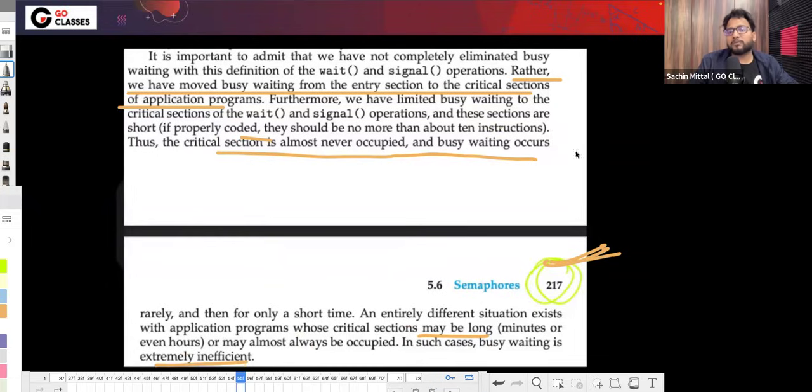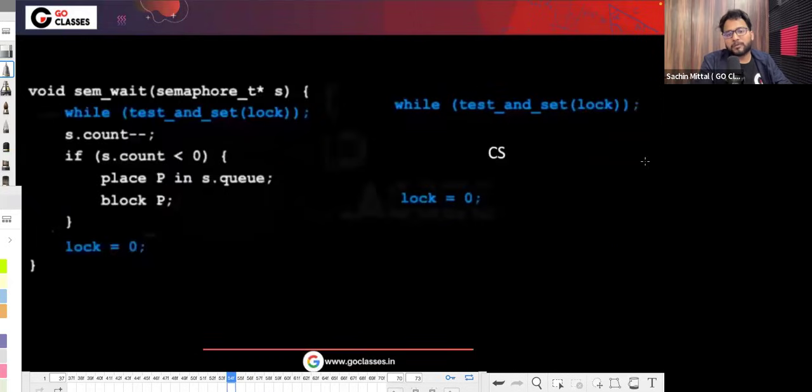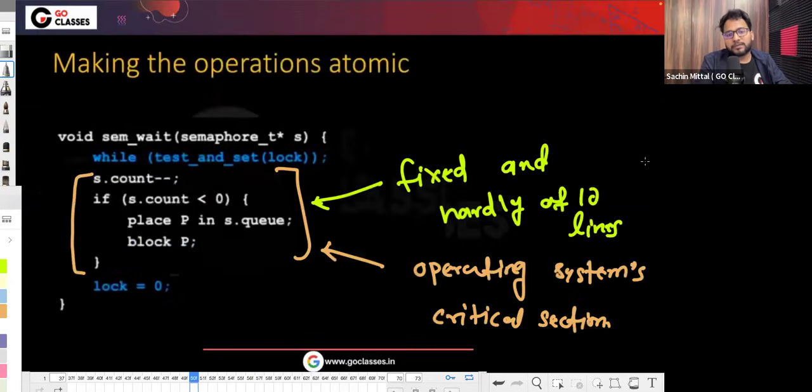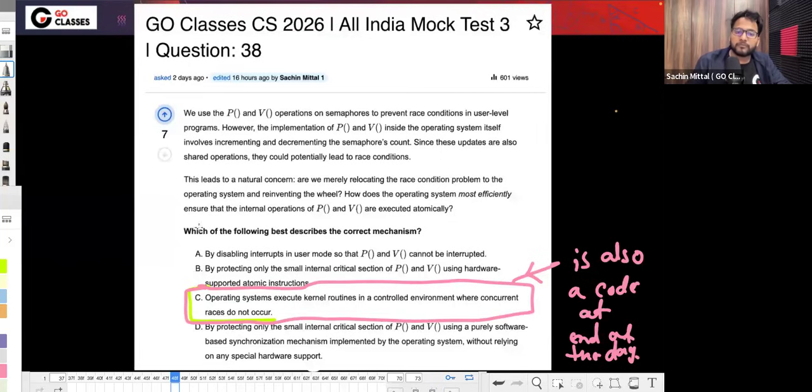Understood? So basically, we are moving the busy waiting from the user's program to the operating system's program. So that's why I can say for this particular question, B is the correct answer, because we are protecting only a small critical section of P and V using the hardware supported atomic instructions. So that's why this question was good.